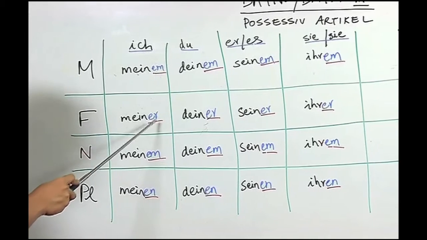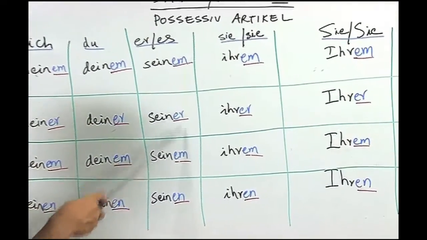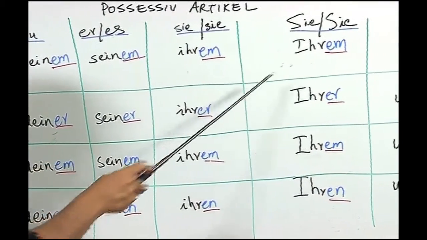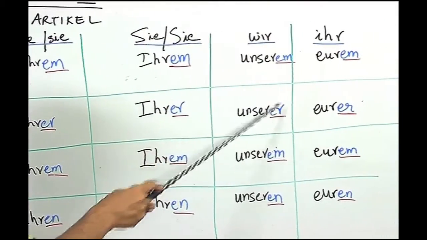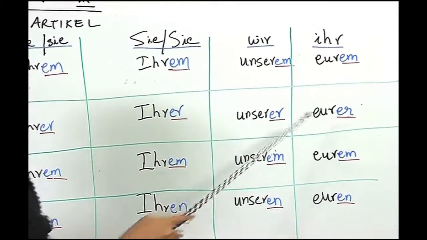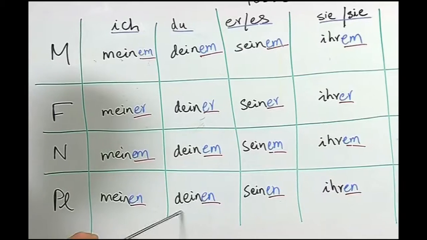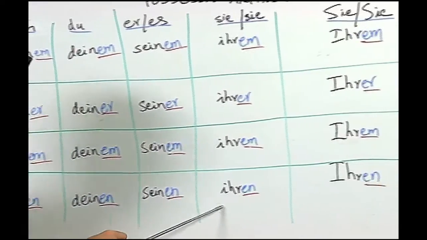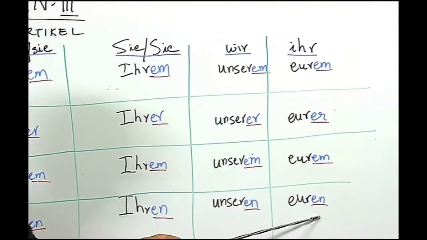So, for ich we have meiner, for du deiner, for er es seiner, for sie ihrer, for Sie Ihrer with capital I, for wir we have unserer, and for ihr also we have eurer. And if you see, for plural we have the ending en, which is common for all the possessive articles here. For example, meinen, deinen, seinen, ihren, Ihren with capital I, unseren, euren.